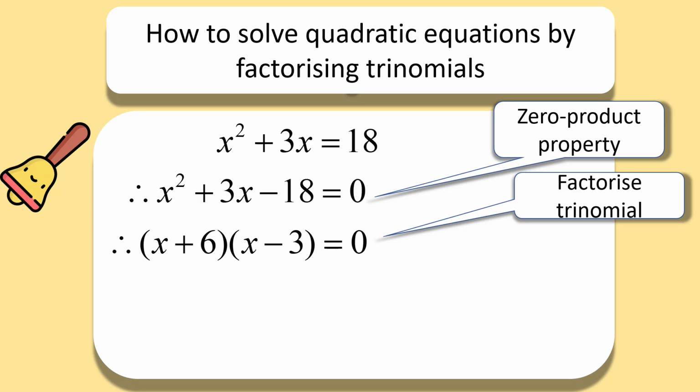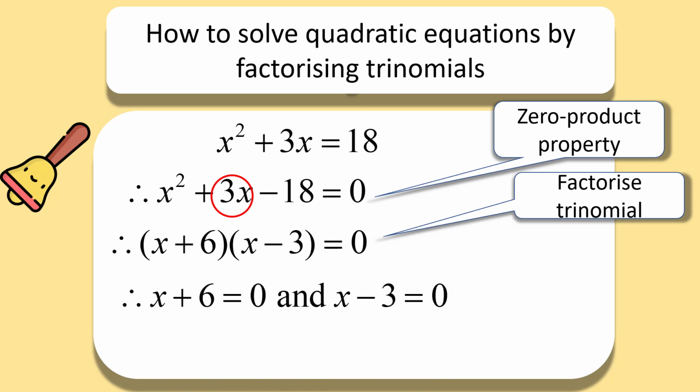So a positive 6 and a negative 3 work. 6 times negative 3 is negative 18. And 6x minus 3x will be positive 3x. So now we can say x plus 6 is 0 and x minus 3 is 0. Therefore, x can be negative 6 and x can be 3.